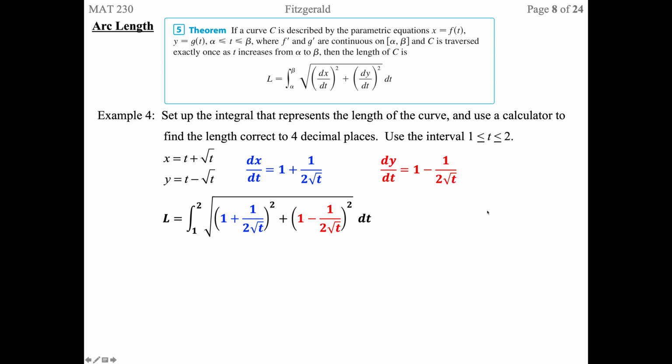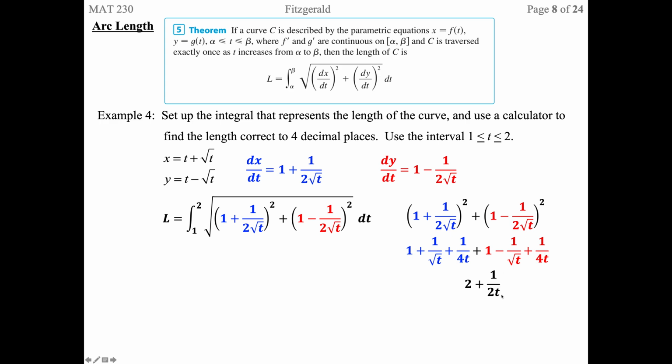Foiling that out, we'll do a little side work over here. We should probably get our middle terms to cancel because of the plus and the minus in our two binomials. So plus 1 over square root of t, minus 1 over square root of t cancel. So 1 plus 1 is 2. 1/4 plus 1/4 is 1/2, so 1 over 2t.